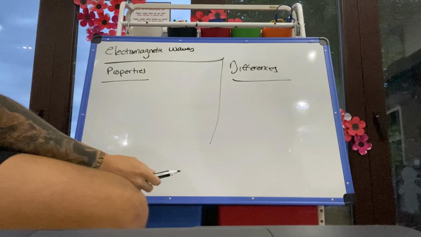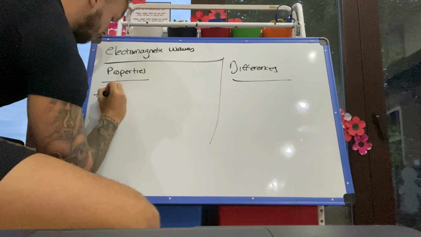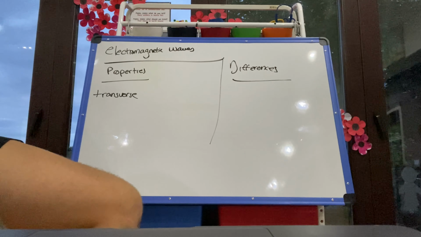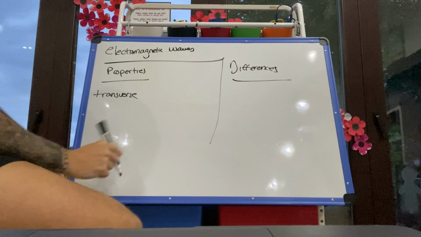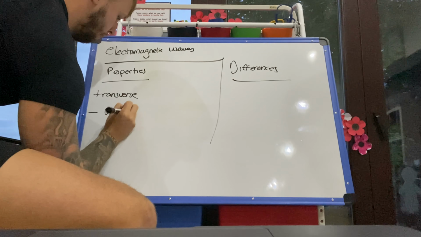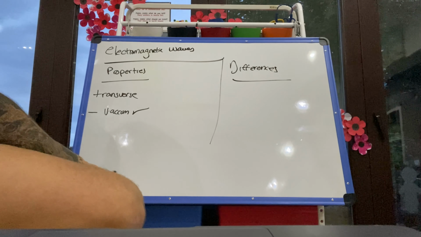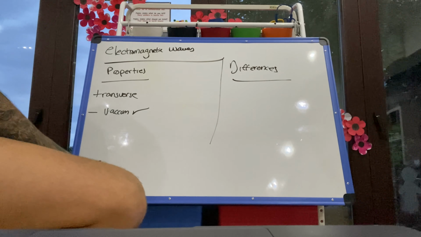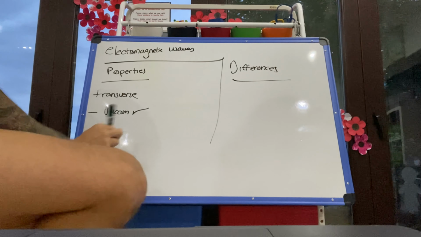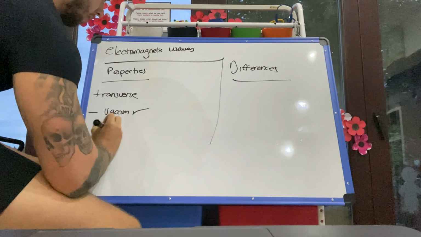So, common properties of electromagnetic waves. They are all transverse. So all electromagnetic waves are described as transverse waves, and they can all travel through a vacuum. Now, they all travel through a vacuum at exactly the same speed, and that's the speed of light, which is 300 million meters per second. All electromagnetic waves transfer energy.